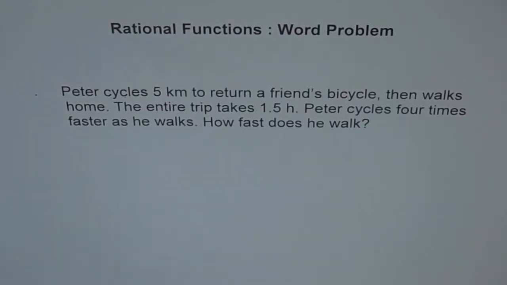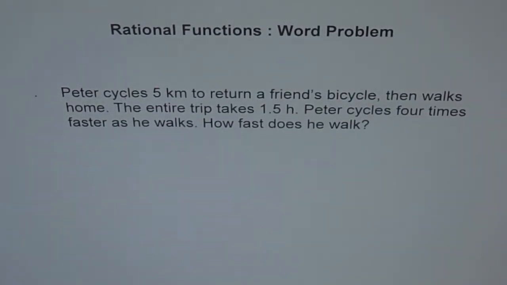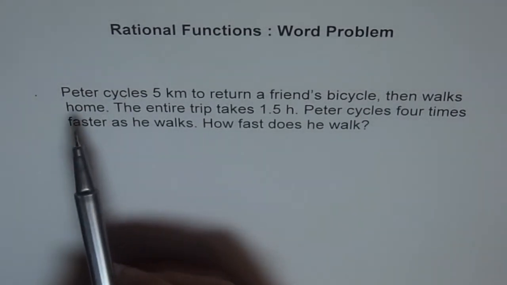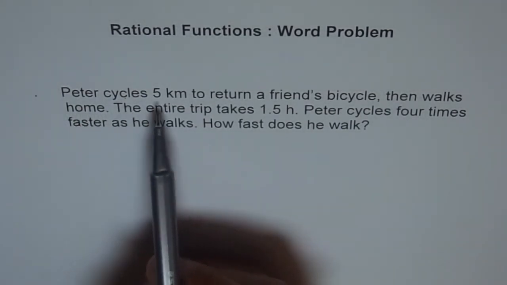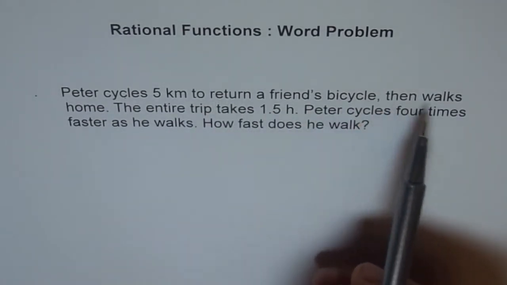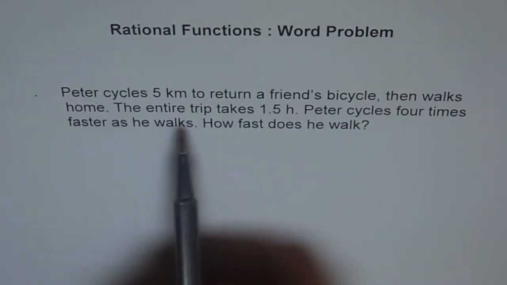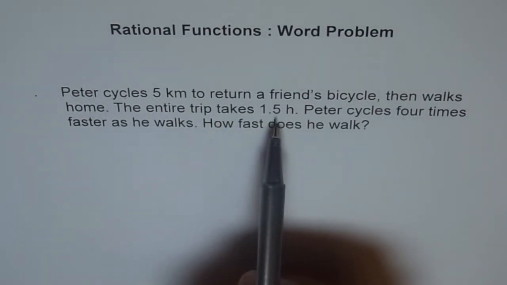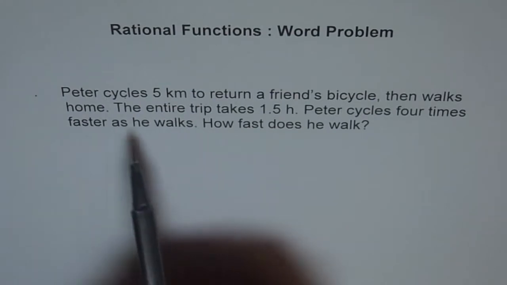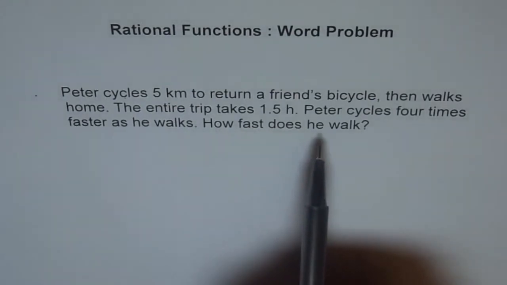Let's try to understand this word problem and solve it. Well, the first part is to read it carefully. The question says, Peter cycles 5 kilometers to return a friend's bicycle, then walks home. The entire trip takes 1.5 hours. Peter cycles 4 times faster than he walks. How fast does he walk?